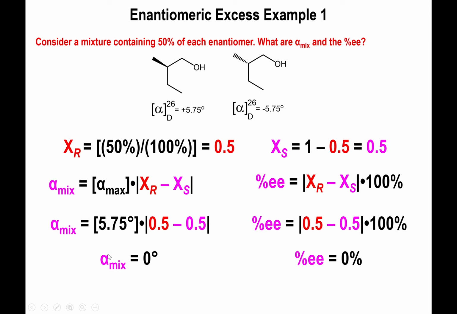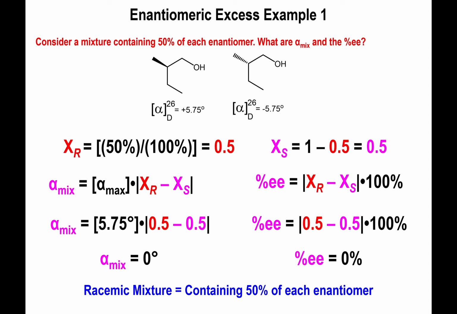So what this tells you is that in a mixture where you have 50% of one enantiomer and 50% of the other one, the light will not rotate whatsoever, because whatever rotation happens for the R isomer is going to be undone by the rotation of the S isomer entirely. And the percent EE is automatically 0. You don't have an excess of either enantiomer. They're both present in the same amount. So this is perfectly stated by this equation. And this type of mixture has a specific name. We call this a racemic mixture. Technically, it contains chiral molecules, but it contains equal amounts of both enantiomers.